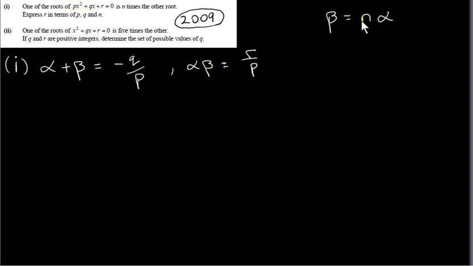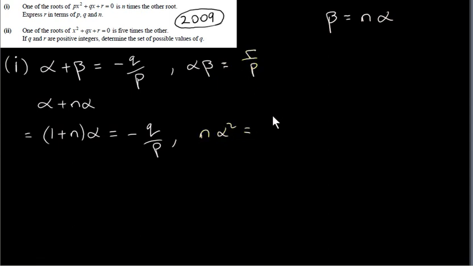We also know that one of the roots is n times the other. So you can pick any root you like, either alpha or beta, and set it equal to n times the other root. So I'm setting beta equals n times alpha. So I can write alpha plus beta as alpha plus n times alpha. I can factorize alpha out of this to get 1 plus n times alpha. And that's equal to minus q over p. I then multiply alpha by beta. Well, I'm multiplying alpha by n times alpha. Alpha times n times alpha is n alpha squared. And that's equal to r over p.